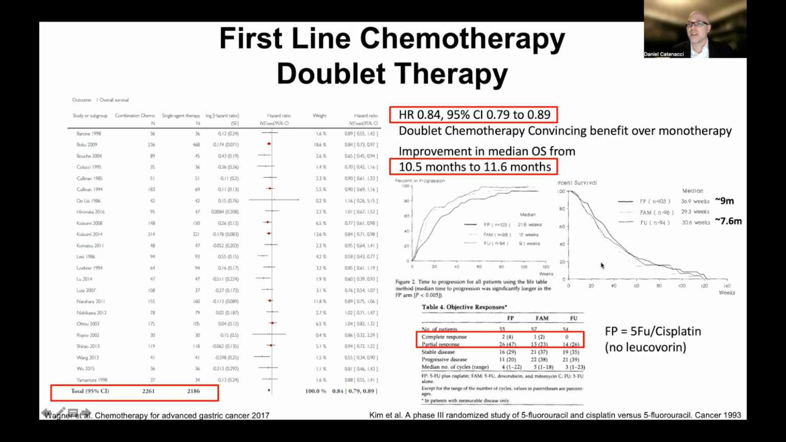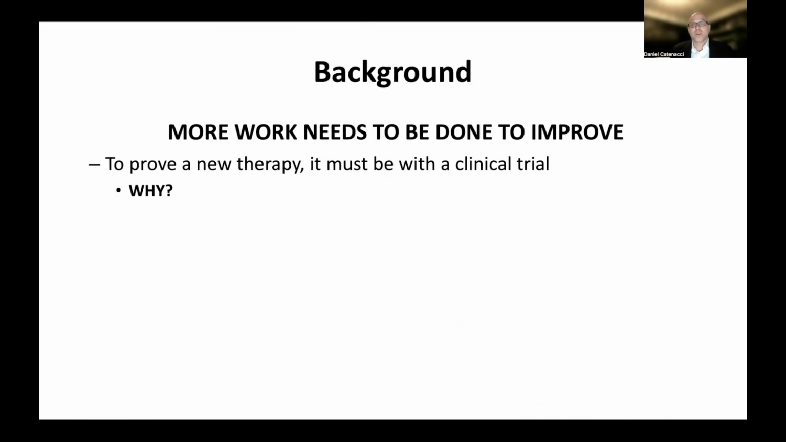We weren't able to establish statistical significance, but in meta-analyses like this one, it is supported as a statistically significant improvement, albeit modest, over monotherapy. So this is what has established 2-drug chemotherapy as our preferred first-line therapy in the palliative stage 4 setting. So as you can see, though, always more work needs to be done to improve on what is considered standard at any given time. To prove a new therapy, it must be with a clinical trial, and this is the purpose of this presentation.